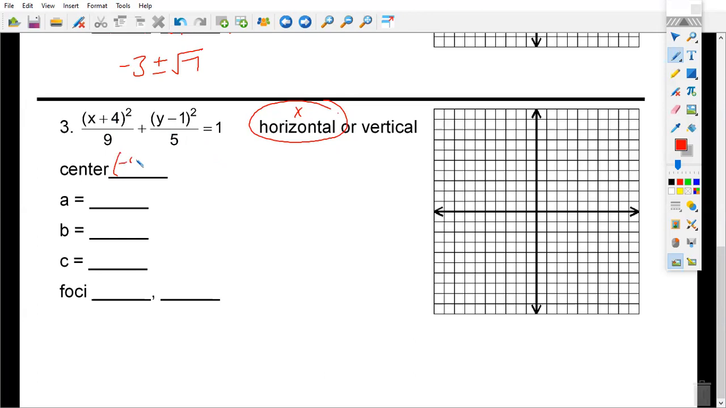It is negative 4, 1. What was your a? 3. What was your b? Square root of 5. What was your c? 2. What were your foci? Okay, it's because it would have been negative 4 plus or minus 2 for your x.